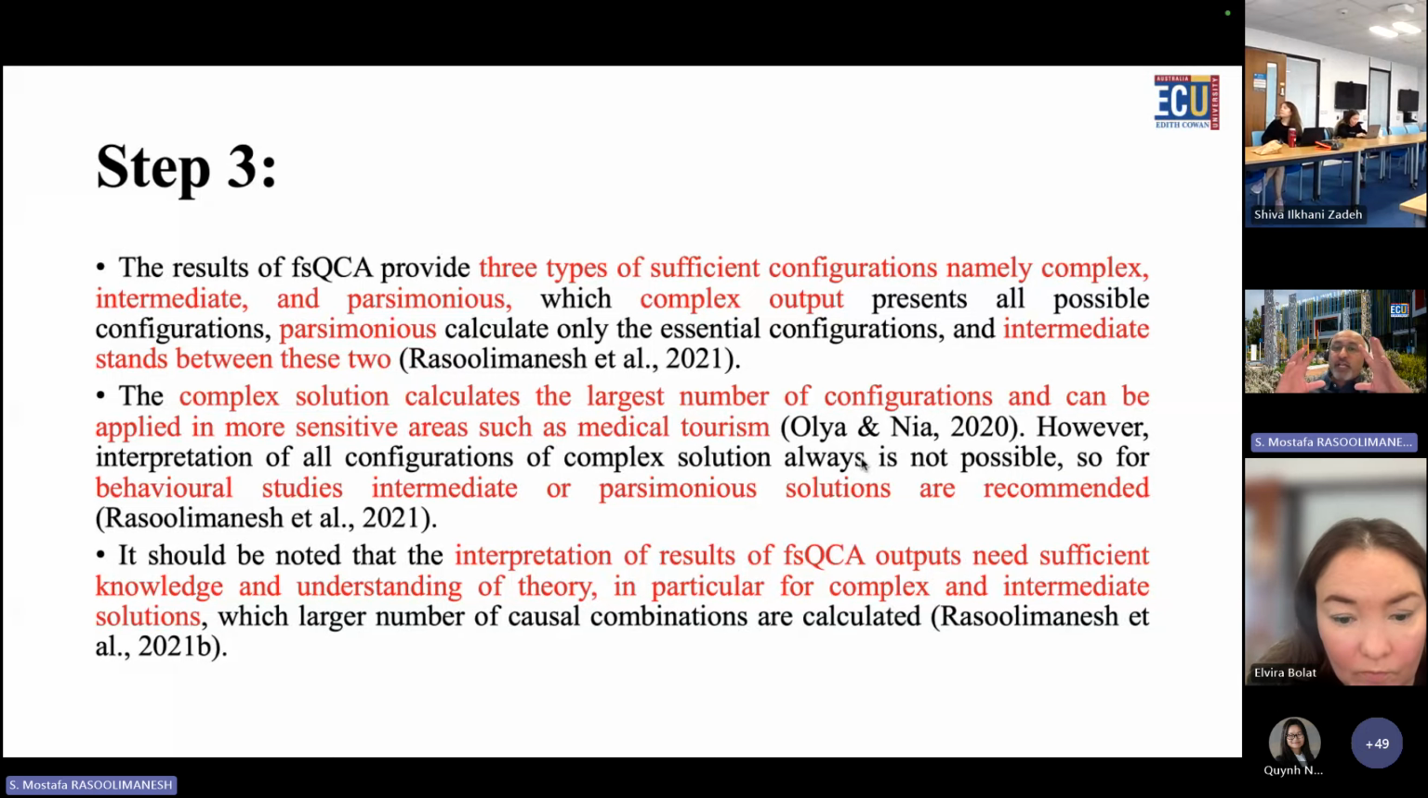But if your area is very sensitive and you want to identify all possible sufficient combinations, so your situation is very complex and sensitive, you can go with the complex output. But you need to have a good understanding of theory to see which sufficient configuration is suitable or should be considered. But in a normal situation, intermediate is actually the recommended one.